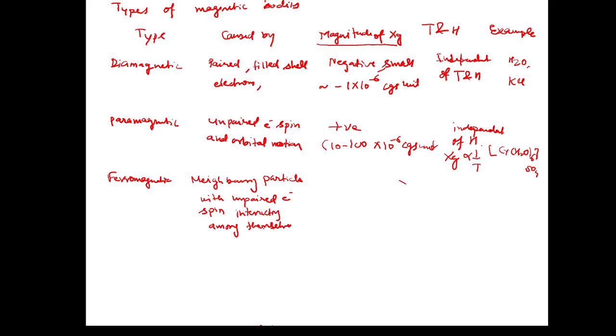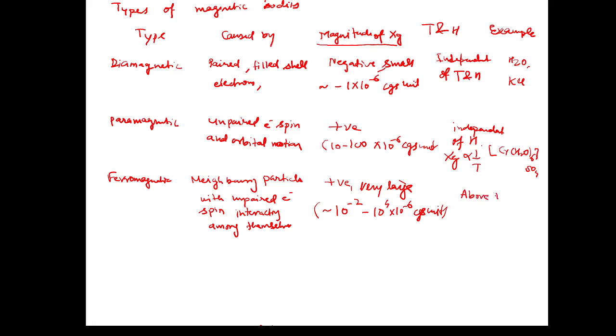So what happens? In the presence of a magnetic field, they align all in one direction, and their chi value is positive and very large. That is the important thing to consider. So if I take the value, 10 to the power minus 2 to 10 to the power 4 into 10 to the power minus 6 CGS unit, right? So if I discuss how chi-T varies, above TC, I will come.